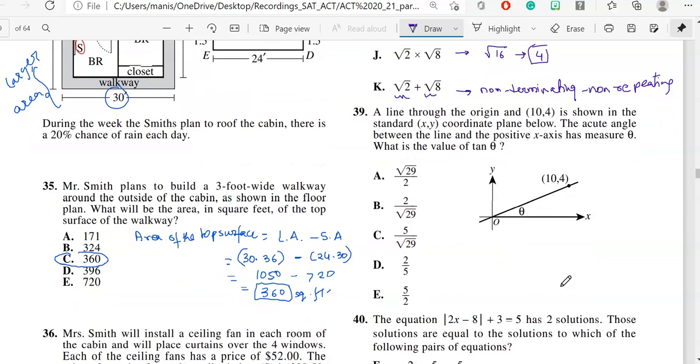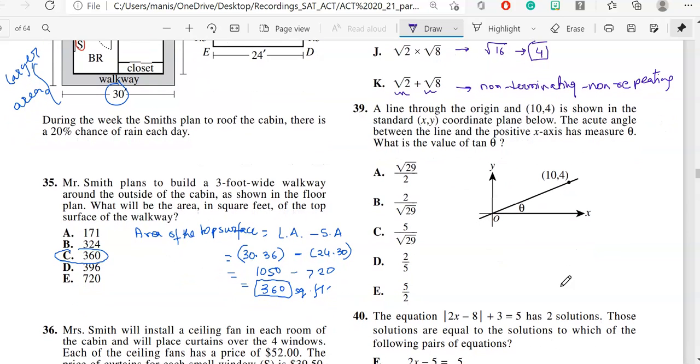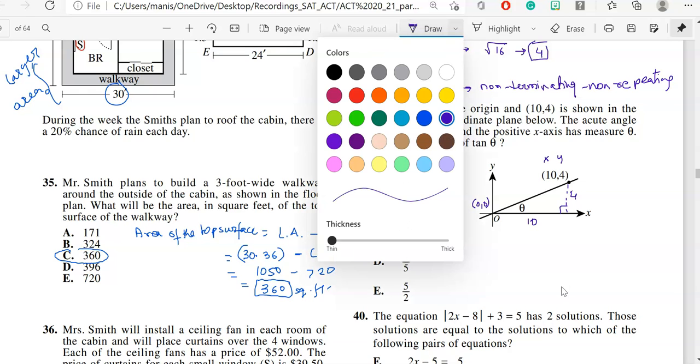Let's look at question number 39. A line through the origin. Okay, this is the origin, so I will take this as 0, 0, and 10, 4. So this is my x, that's my y. If I drop a perpendicular over here, this will be my 10 and this is my 4. It is shown in the xy coordinate plane below. The acute angle between the line and the positive x-axis has a measure of theta. What is the value of tangent theta?